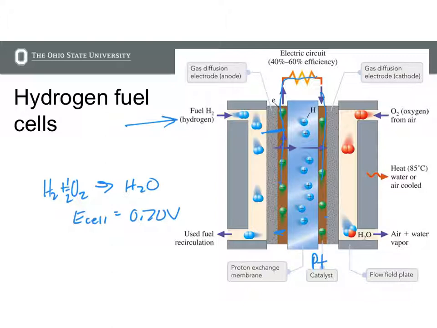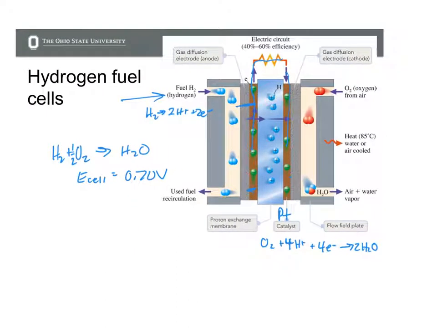Okay. Let's see. Okay, so again, we have our hydrogen passing through the catalyst, the platinum catalyst, generates 2H+ and 2 electrons. So H2 forms 2H+ plus 2 electrons. It migrates through where it then meets with oxygen to form O2 plus 4H+ plus 4 electrons forms 2 H2O. Okay.